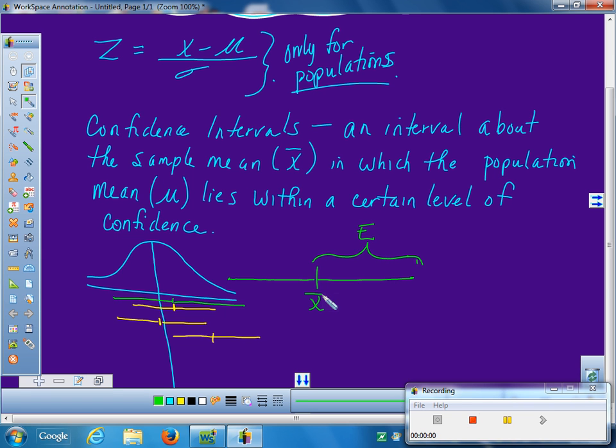So the Z-scores aren't going away, and your table is still in use. Your table is still in use to the whole end of this year.